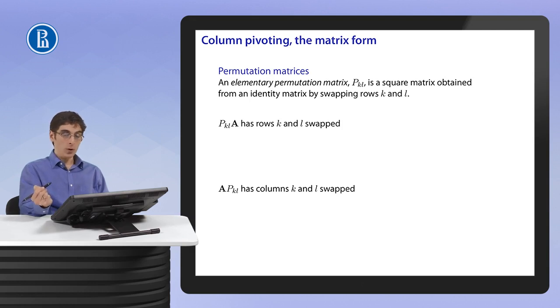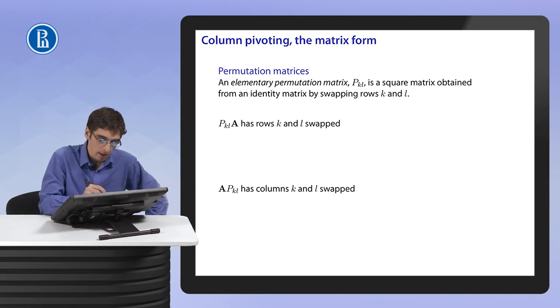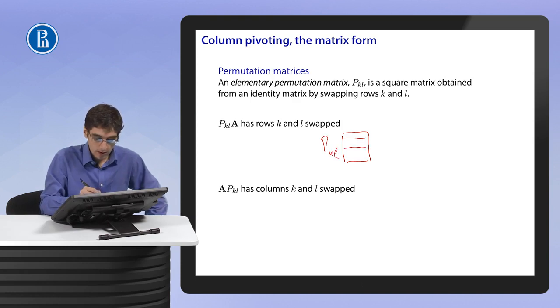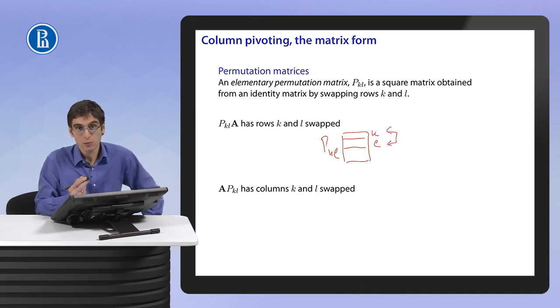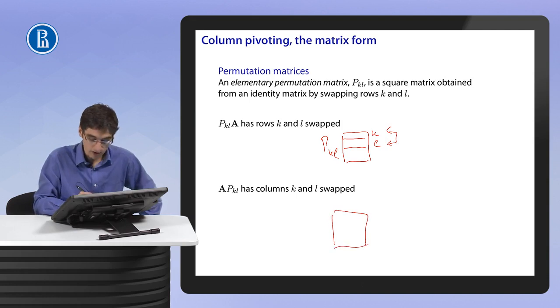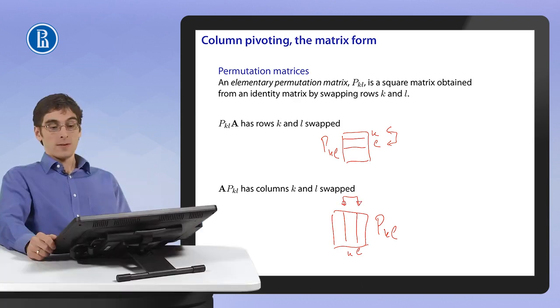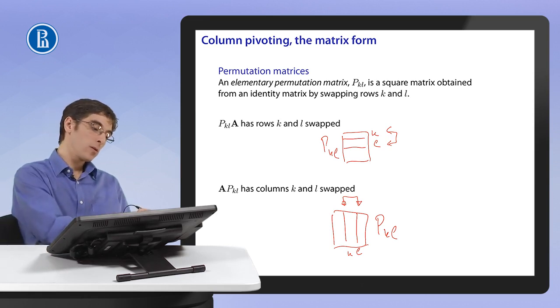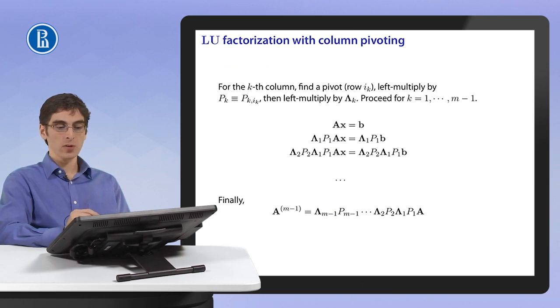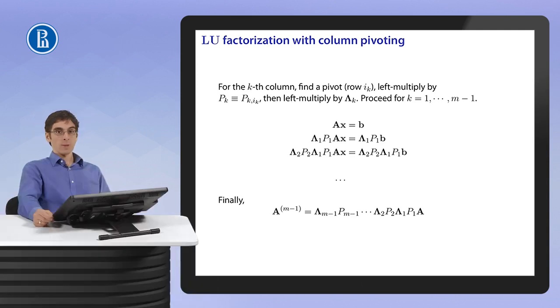So how do they work and what are they useful for? Let's see, if we take this P_kl and act with it on the matrix A, it swaps rows number k and l. If we right multiply a matrix by the permutation matrix P_kl, it will swap columns. Then we can cast the Gaussian elimination with pivoting as a sequence of multiplication by these triangular matrices and permutation matrices. So the process of constructing the LU factorization looks like this.